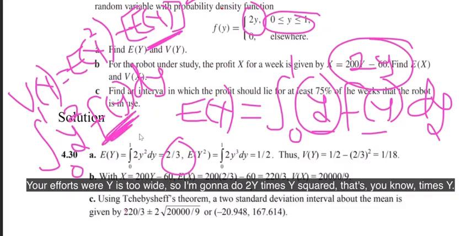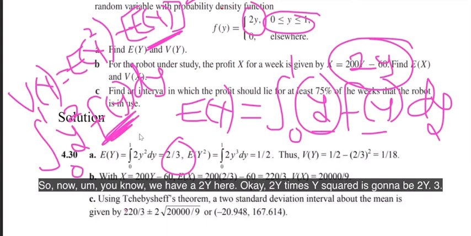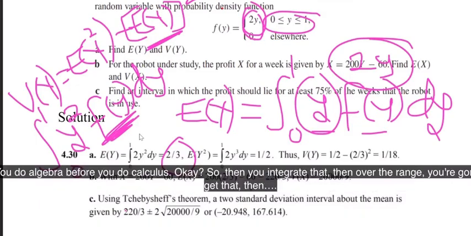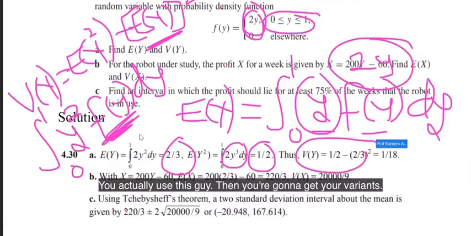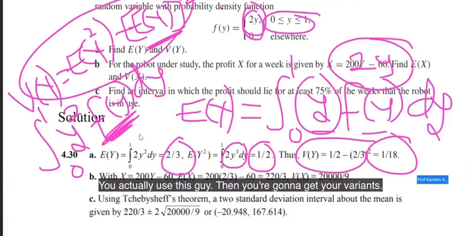So I'm going to do 2y times y squared. We have a 2y here, and 2y times y squared is going to be 2y cubed. You do algebra before you do calculus. Then you integrate that over the range, and then you actually use this to get your variance.